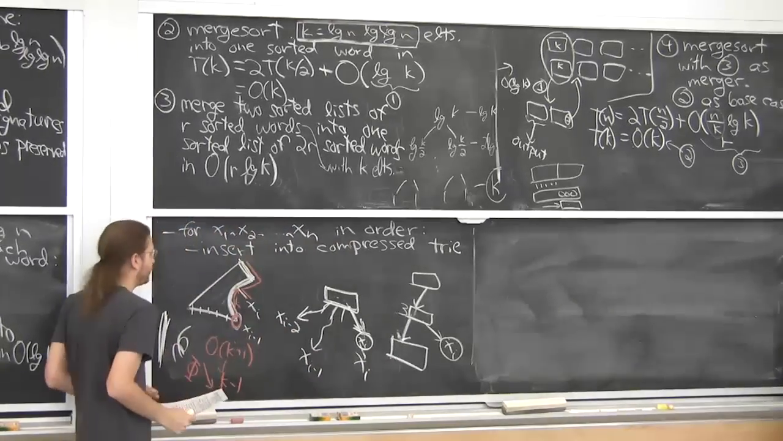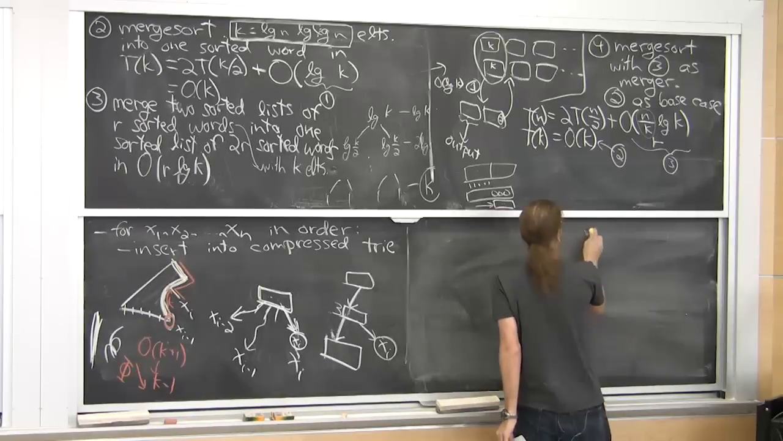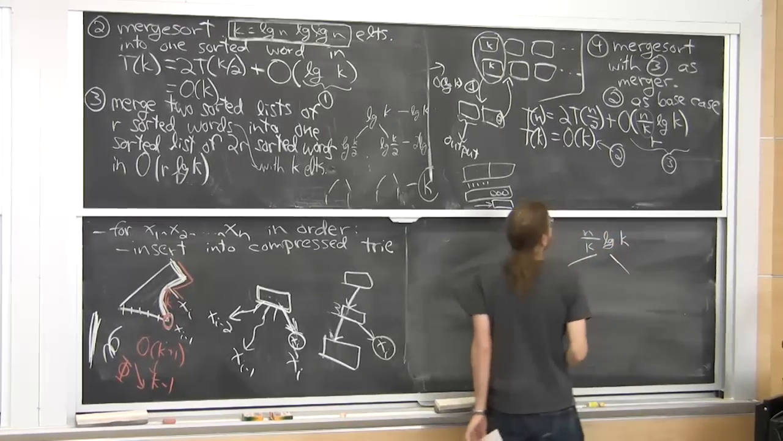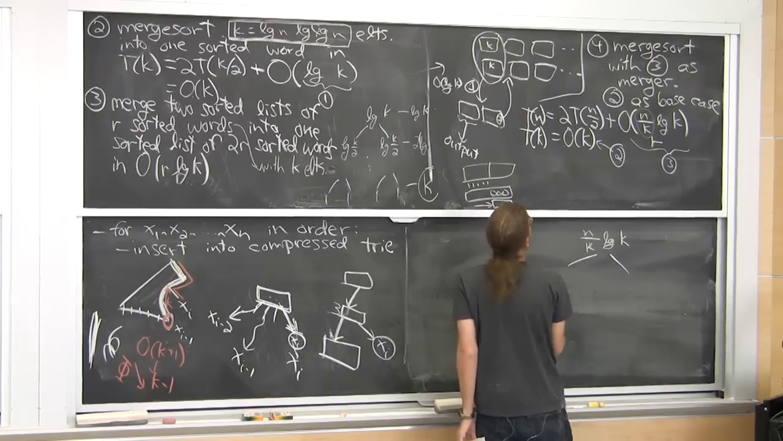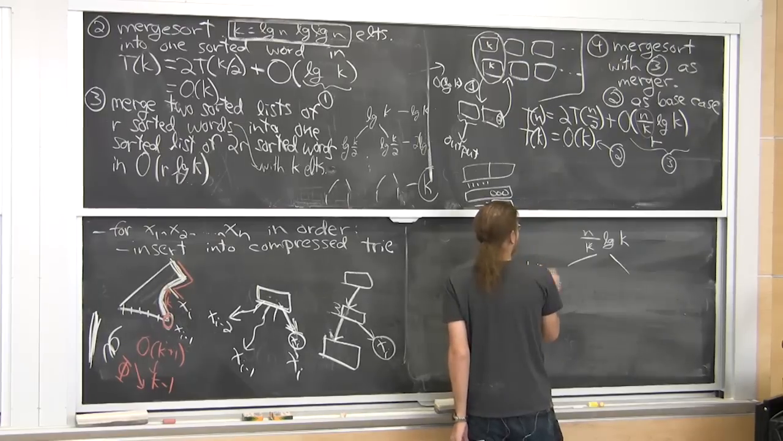Other questions? Cool. So I need to solve this recurrence. Let's draw another recursion tree. It's an easy way to solve recurrences. Root is n over k log k. Next level down, n got divided by 2, so it's going to be half n over k log k.